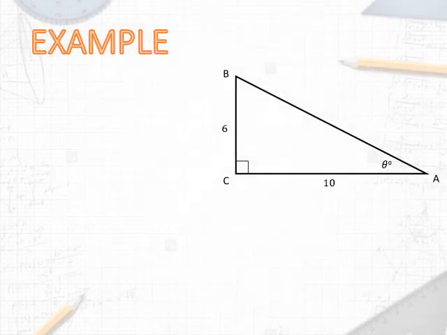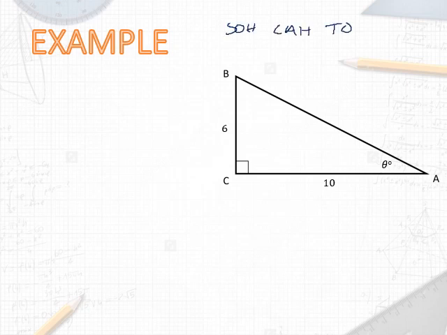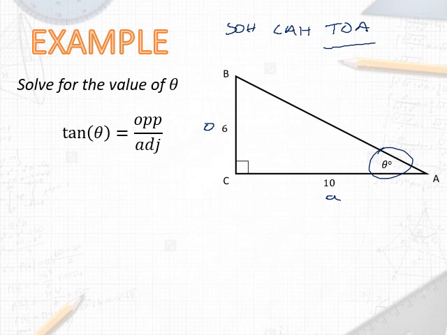Okay, in this example, we've got SOH CAH TOA, so we still start here. And this is something you should pretty much write on the top of every page. Angle is down to A, which means 6 is my opposite, 10 is my adjacent, which means this is a tan function. So tan of the angle is equal to the opposite divided by adjacent, fill in what I know. So tan of the angle is 6 over 10.